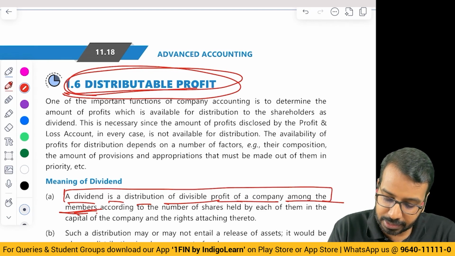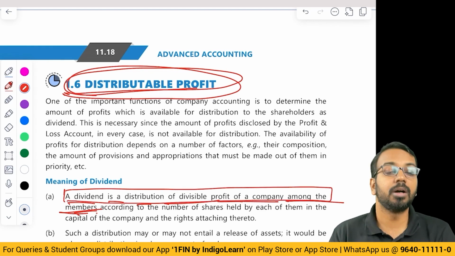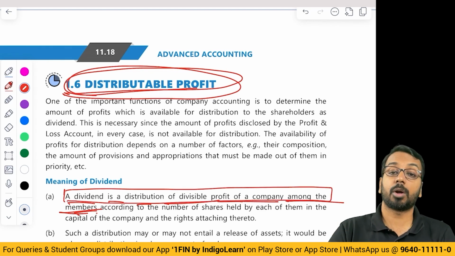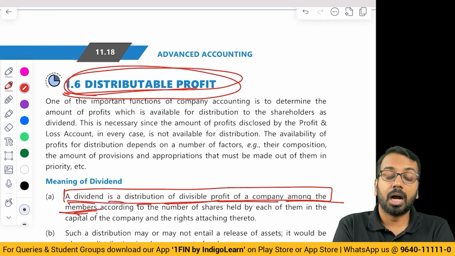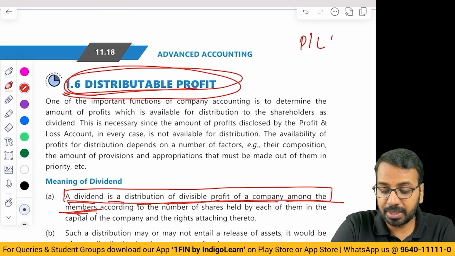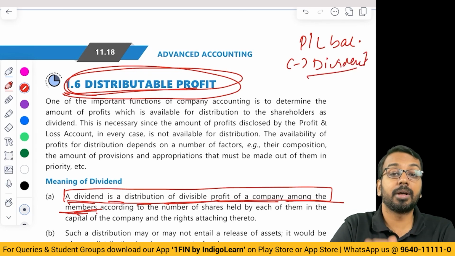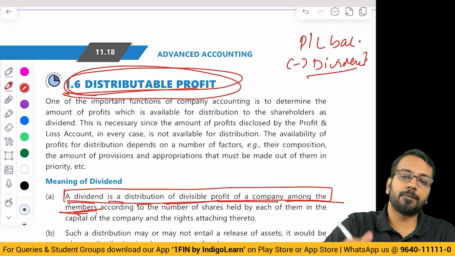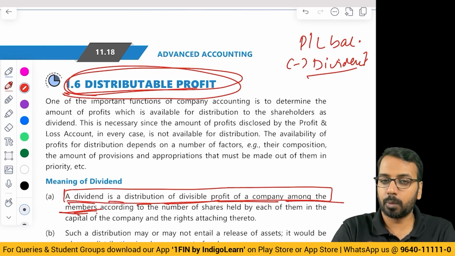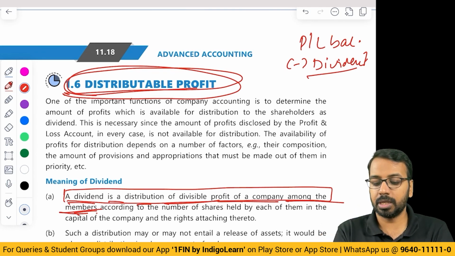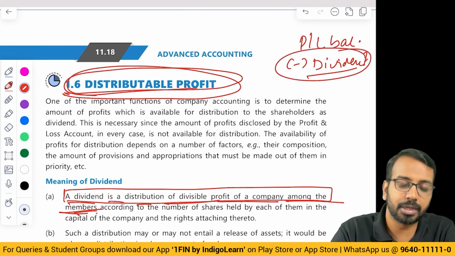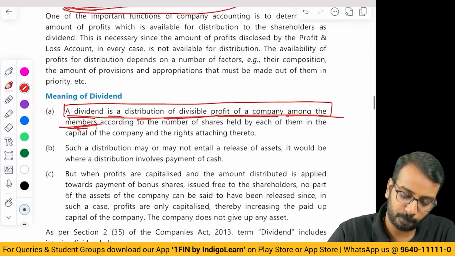Now, if a dividend is distributed, or if a part of profit is distributed, how do we account for it? From the P&L balance under reserves and surplus, you will show the dividend which has been paid. Always remember, if there are preference shares, first we have to account for dividends towards preference shareholders, and then we have to account for dividends of equity shareholders.